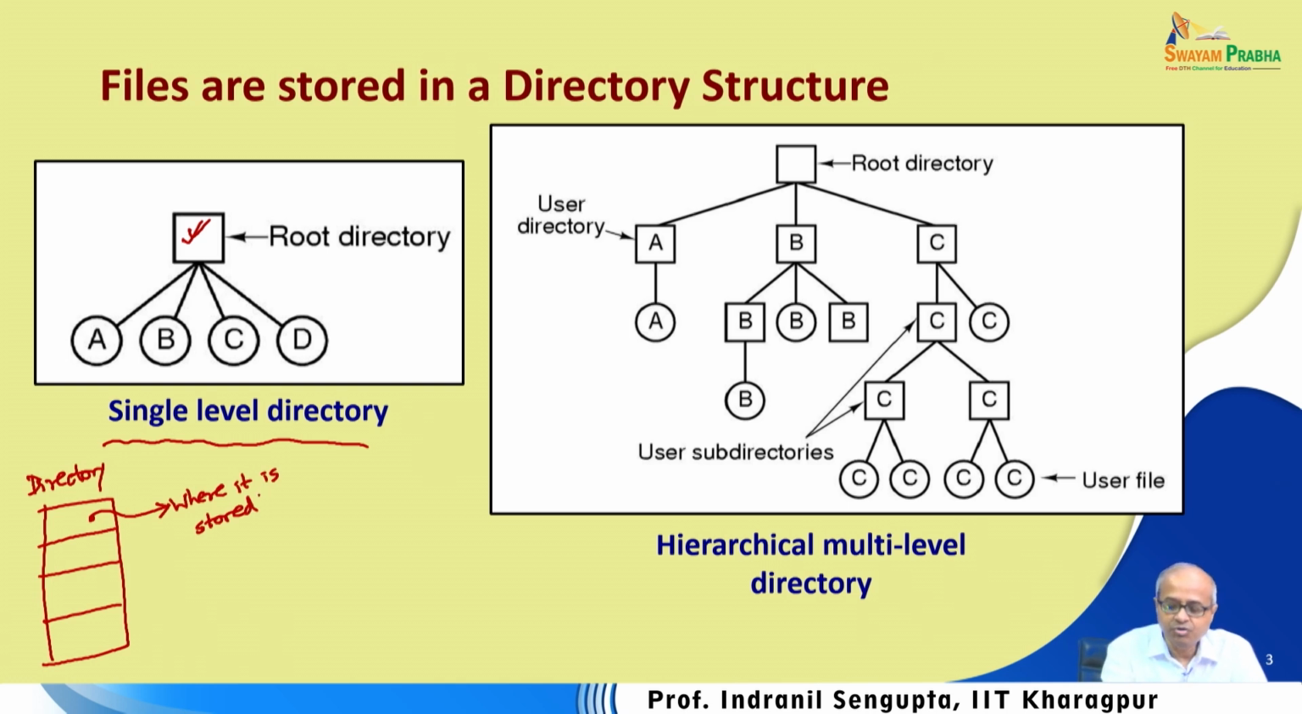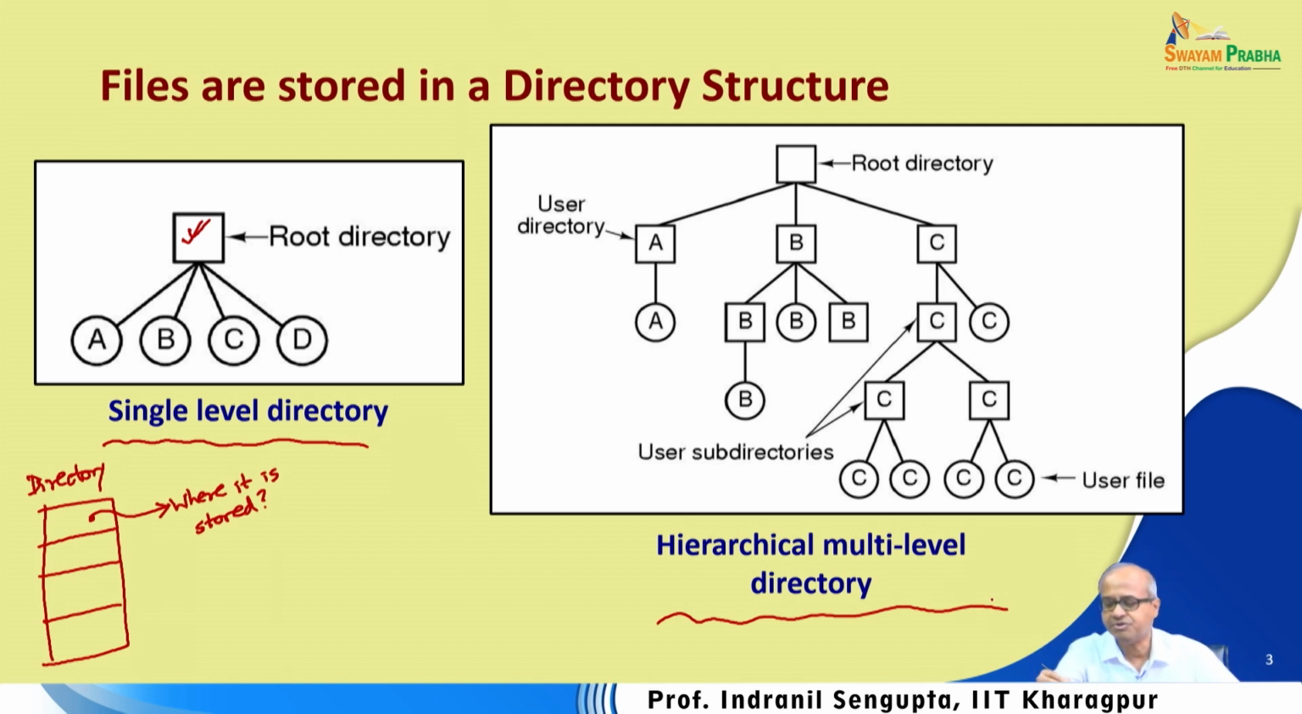Because you need to locate the data of the file on the disk. In the directory you will have some information about the file names, and in addition where it is stored. But nowadays in modern operating systems, you do not have a single level directory. You can create subdirectories also. Inside a subdirectory you can create more subdirectories. So, you can have in general a hierarchical multi-level directory structure, but it starts with a root. It starts with a root directory.